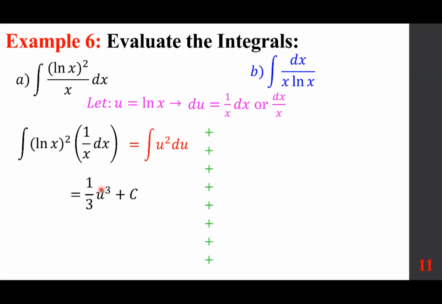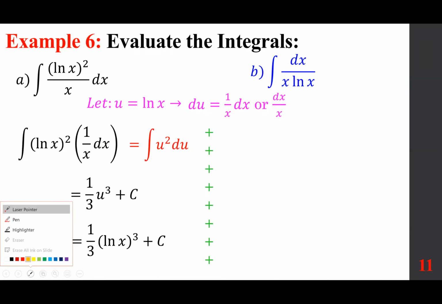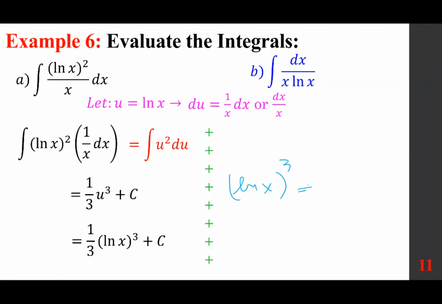Replace the u with ln x, and make sure you keep that inside the parentheses, because ln of x to the third is not equal to ln x cubed. Those are two different things. This, we can rewrite as 3 ln x. So those are two different things. It is extremely important to distinguish between the two. So let me erase it.